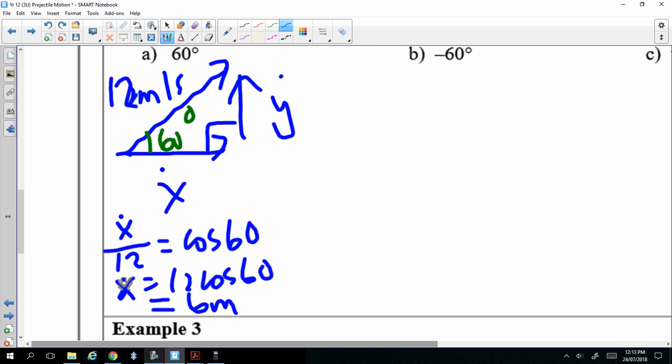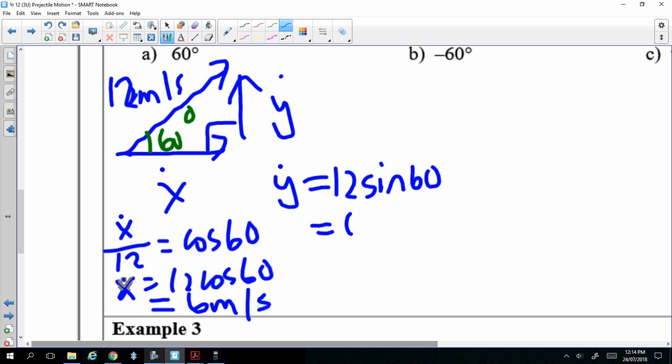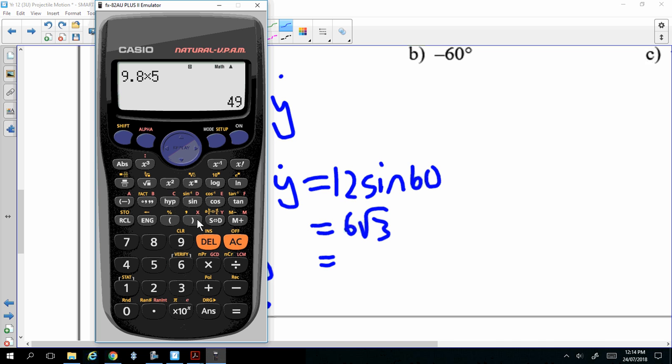And to go work out y dot, it will be the same thing. You can just write it down straight away. Just write y dot as equal to 12 sine 60. So remember, the vertical component is the sine. The horizontal component is the cos. And sine 60 is root 3 on 2, which is 6 root 3. Let's calculate what that speed is. The speed will be 6 root 3, which is equal to 10.4.